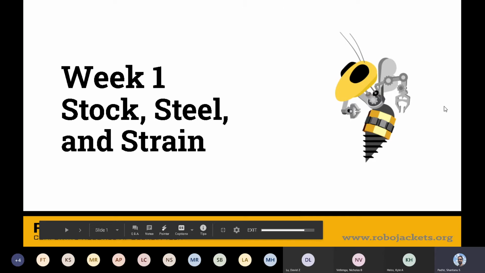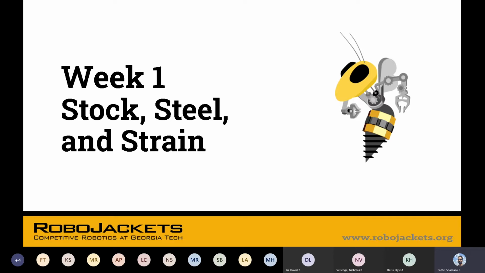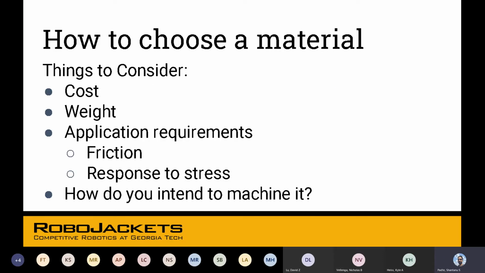Okay, so this week we're going to talk about stock, steel, and strain. Basically the materials that we use for making things and properties of those materials. So, how do you choose a material? There are a couple of things to consider.